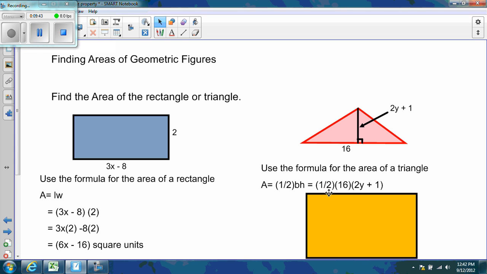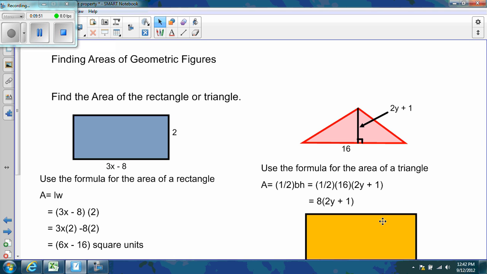To make it easy, we can just get rid of this 1/2 by multiplying it by 16. So 8 times 2y plus 1. Use the distributive property. So 8 times 2y plus 8 times 1. And then we can simplify it by multiplying, so 16y plus 8, and again it's square units because it's area.